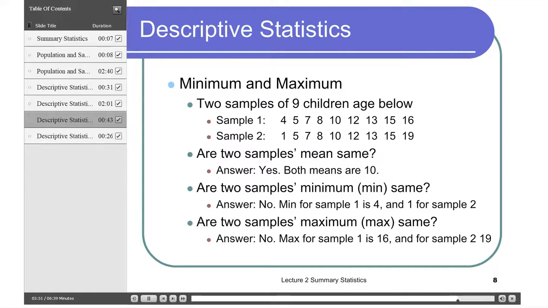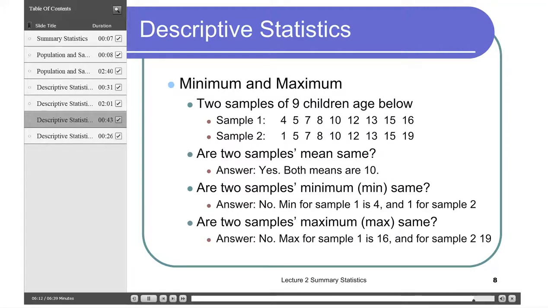Another thing that's kind of interesting about this example is the mean for both of these samples is equal to 10. We can just check using the method we saw in the previous slide that if we add up either one of these samples, we're going to get 90, and then we're going to take 90 divided by 9, and that's going to give us 10. So this example shows that even if two samples have the same mean, it's actually possible that the mins and maxes are different.